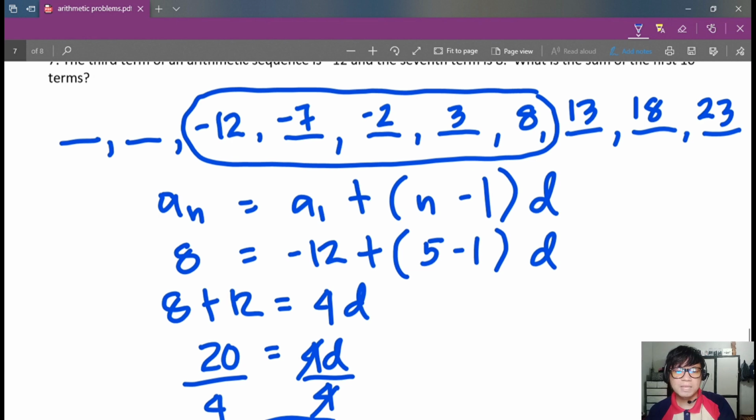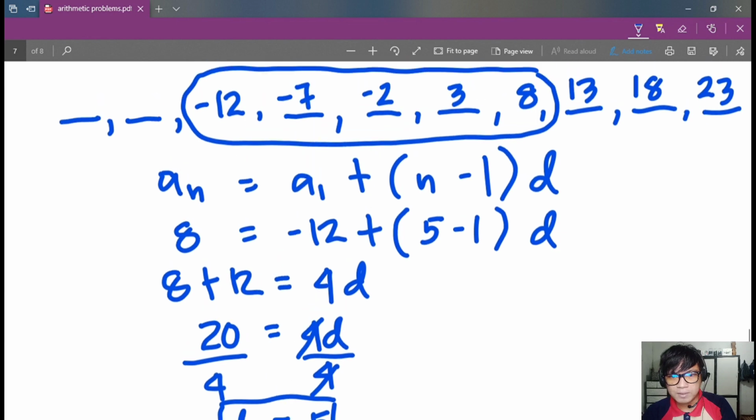Tapos, kabila na naman tayo. Negative 12. Negative 12 pa-atras. Negative 12 minus 5 is negative 17. Negative 22.